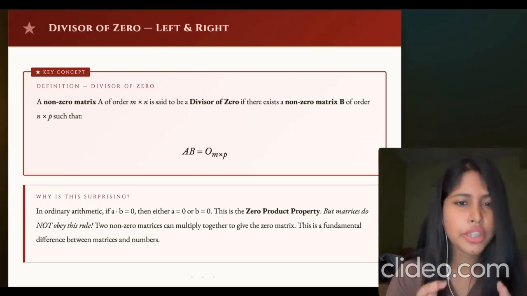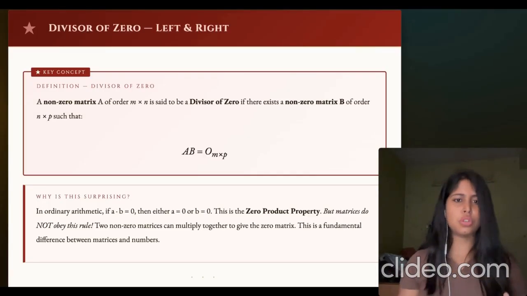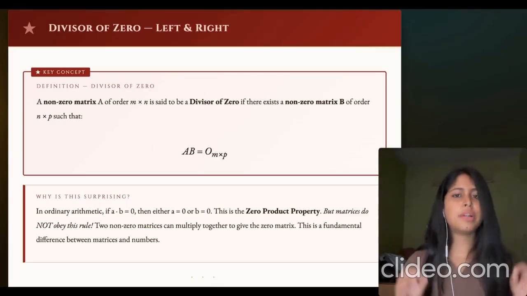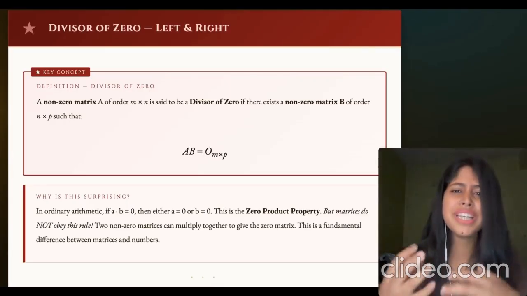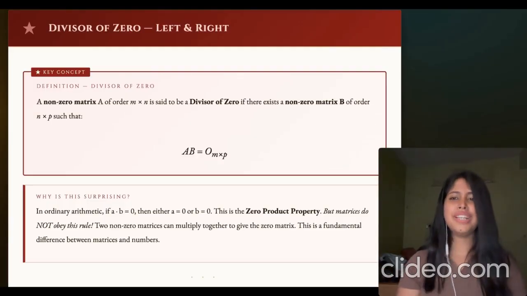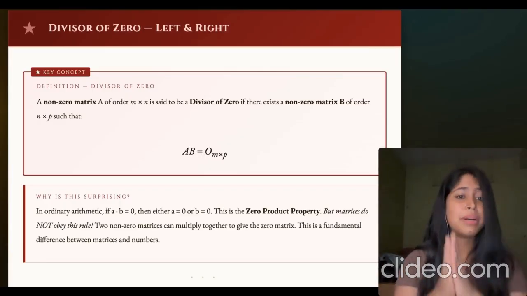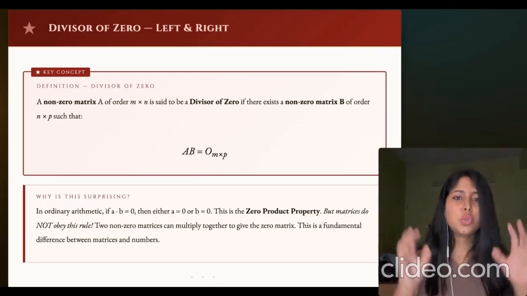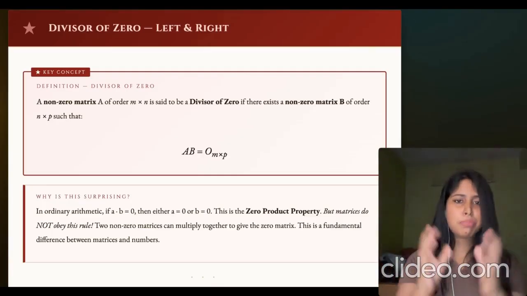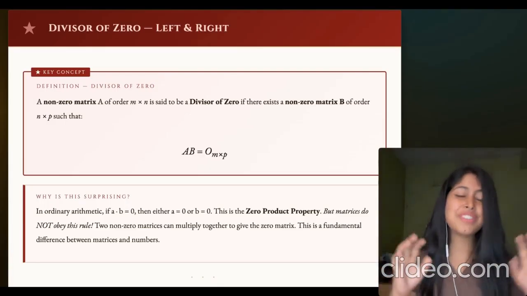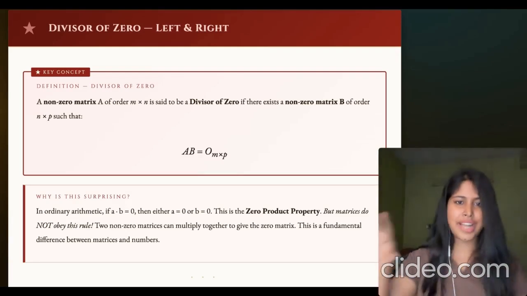Now see, in ordinary arithmetic, you know this rule by heart. That is, if A times B equals 0, then either A or B is equal to 0. This is called the zero product property. It is so fundamental that we never question it in normal maths. If two numbers multiply to give 0, at least one of them must be 0. But matrices break this rule. Two completely non-zero matrices can multiply together and give you the zero matrix. Not the number zero, but the zero matrix where every single element is zero.